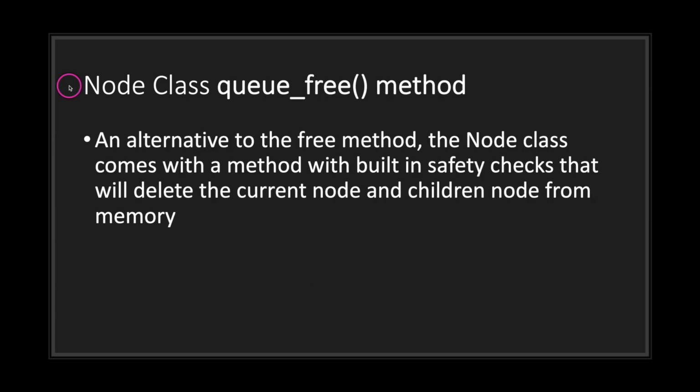When using the Node class, there is an alternative method that the Node class provides that will free the current node from memory, and that is the queue_free method. The queue_free method comes with built-in safety checks. This is to make sure that nothing goes wrong in your game when the node deletes itself from memory. Keep in mind that when deleting the Node class, whether using the free method or the queue_free method, you will delete the child nodes of the current node you are trying to delete from memory.